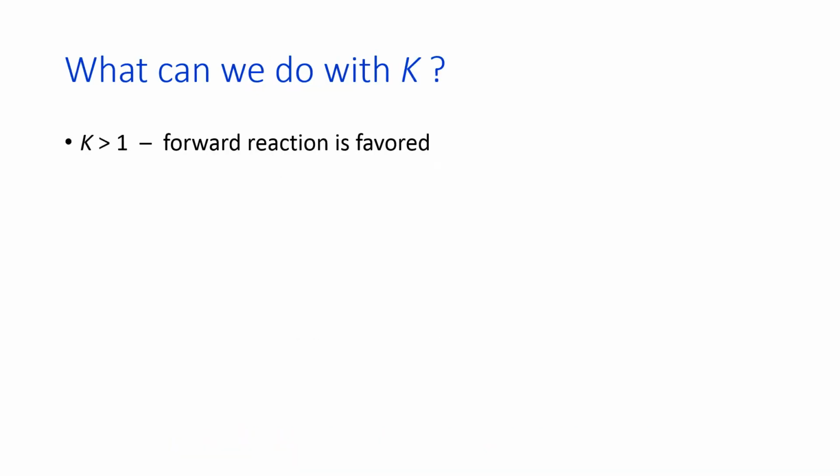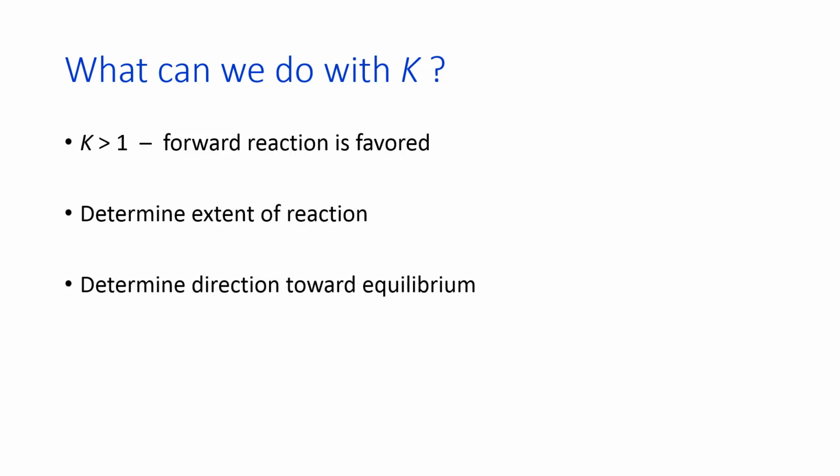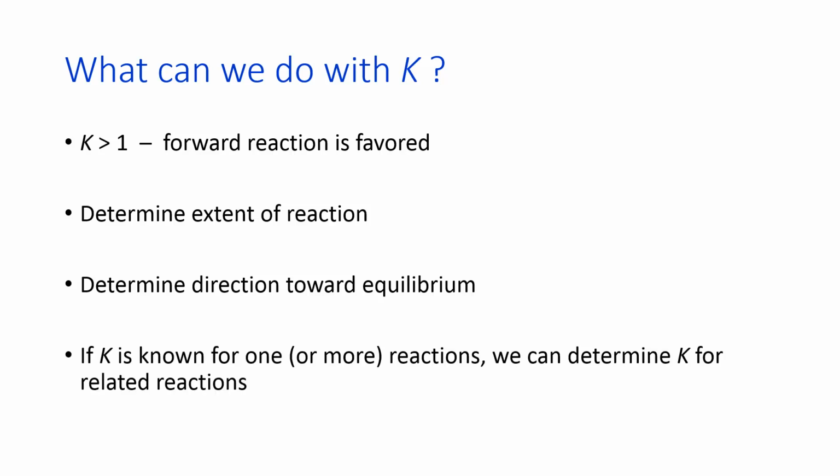What can we do with it? At the very basic level, we can determine whether the forward or the reverse reaction is favored. The magnitude of K can tell us the extent of the reaction. By how much is the forward or reverse reaction favored? If we perturb the system, move it out of equilibrium, we can figure out which way it's going to go back. Or if we come upon a reaction at a given place, we can tell whether it needs to make more products or more reactants to reach equilibrium. And something we're not going to do in Chem 300 is that if we know K for one reaction, we can determine the K for a related reaction.